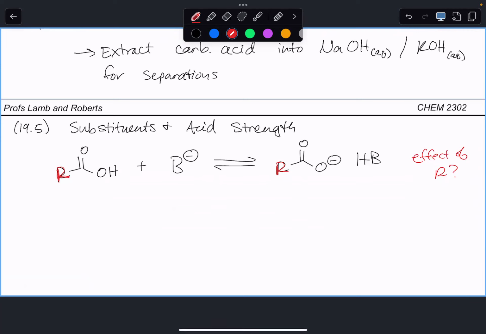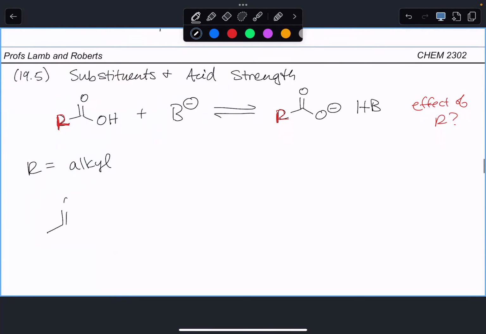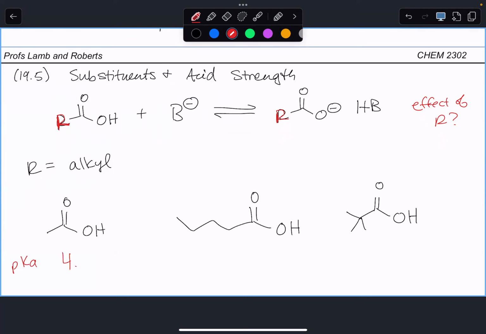So if R equals alkyl, so we talked about acetic acid already, right? So that's a methyl group. But if we were to have a much longer alkyl chain like this, or a tert-butyl group like this, we can compare those pKa's. So we said acetic acid was 4.7. So that's going to be our benchmark that we're comparing against. The other two, 4.9 and 5.1.